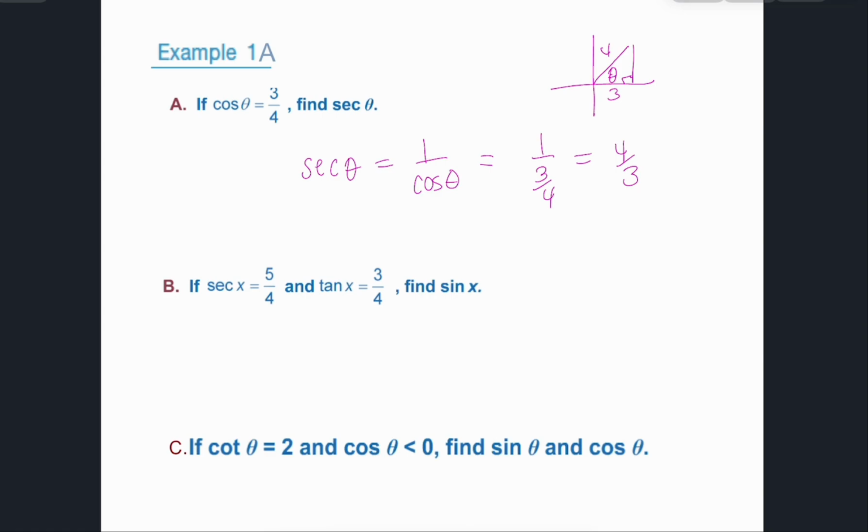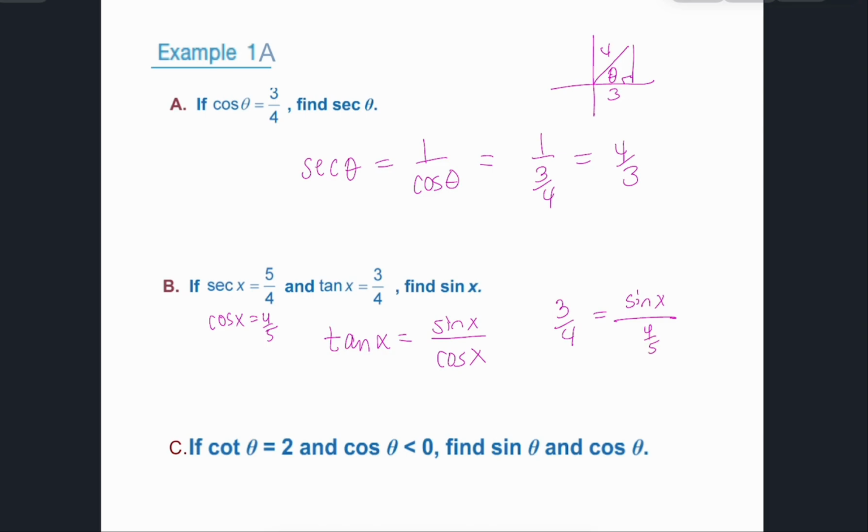But what we can do is we know that tangent is sine over cosine. Now remember, the cosine and the secant are reciprocals. So we get for free that the cosine is 4/5. Okay. Now let's fill in what we know. The tangent is 3/4. I'm looking for the sine. The cosine is 4/5.